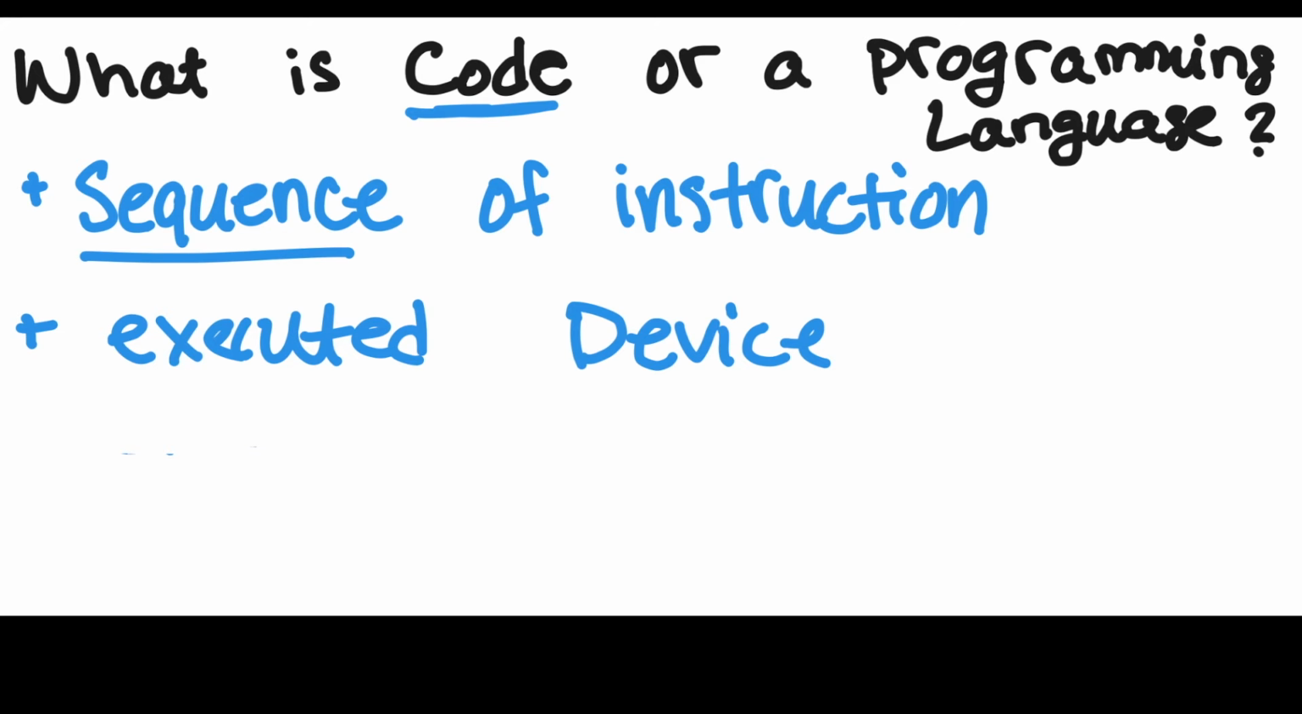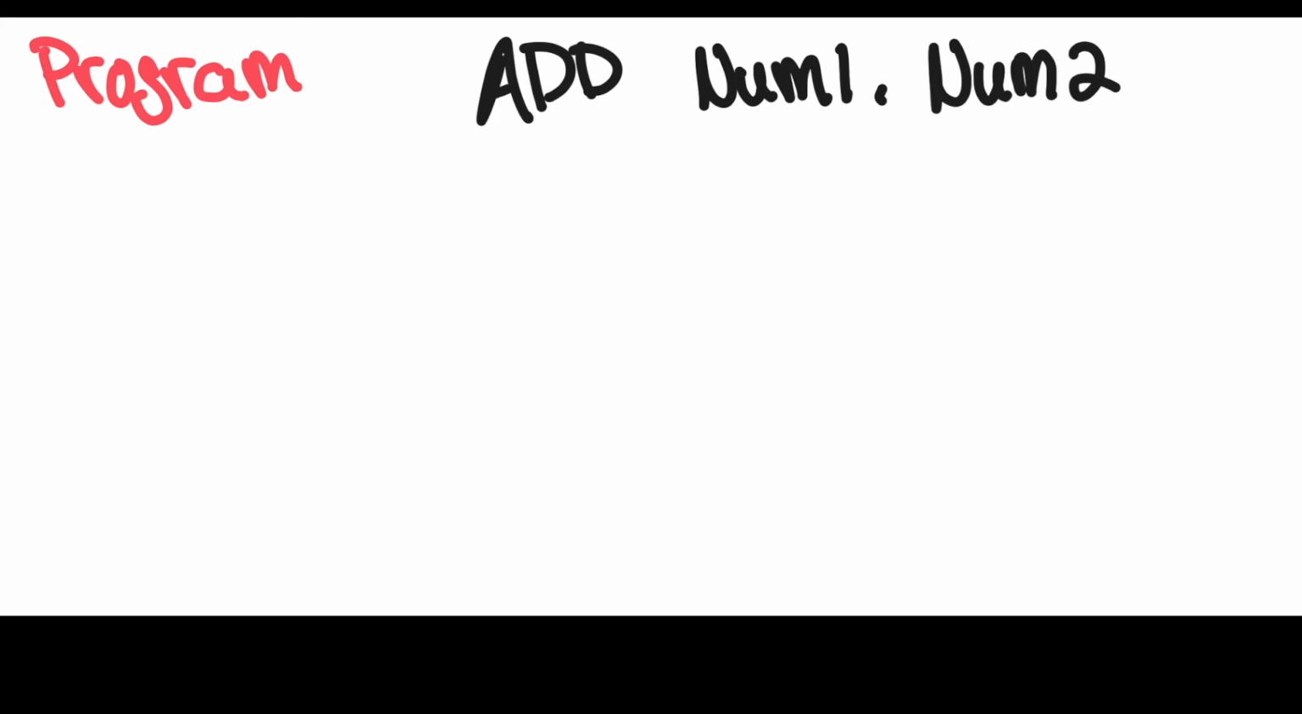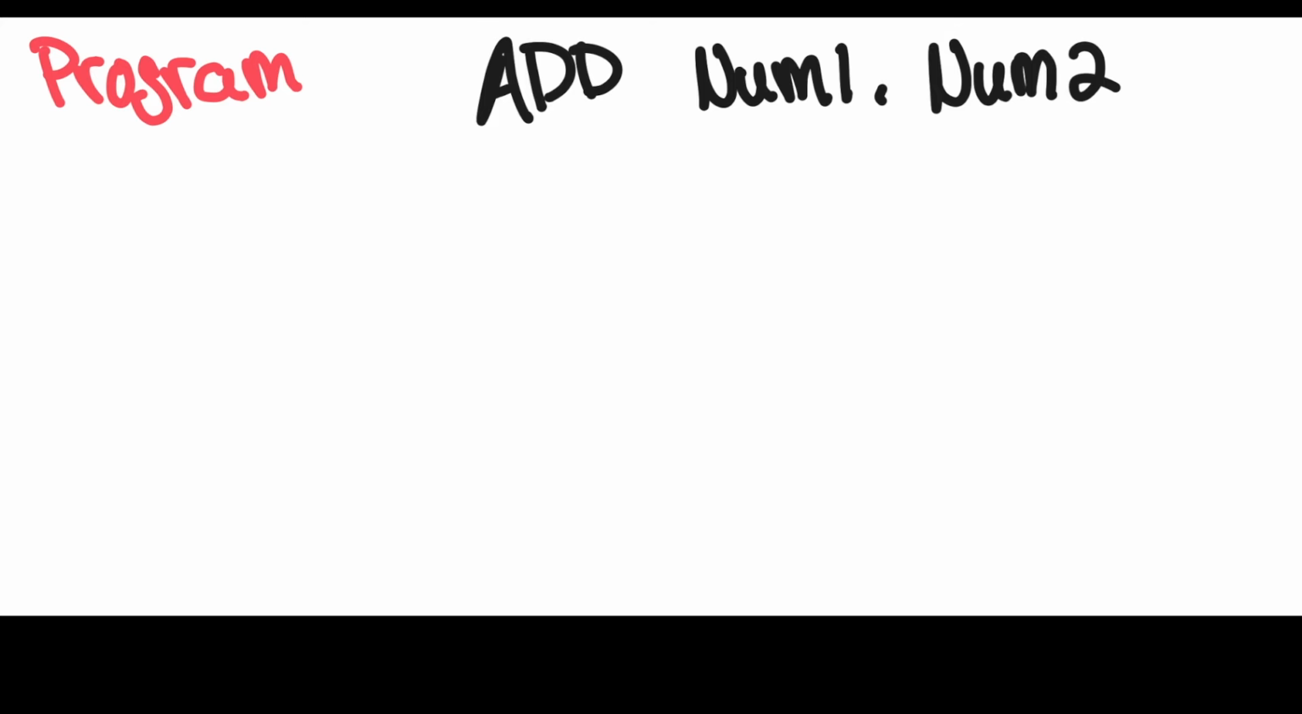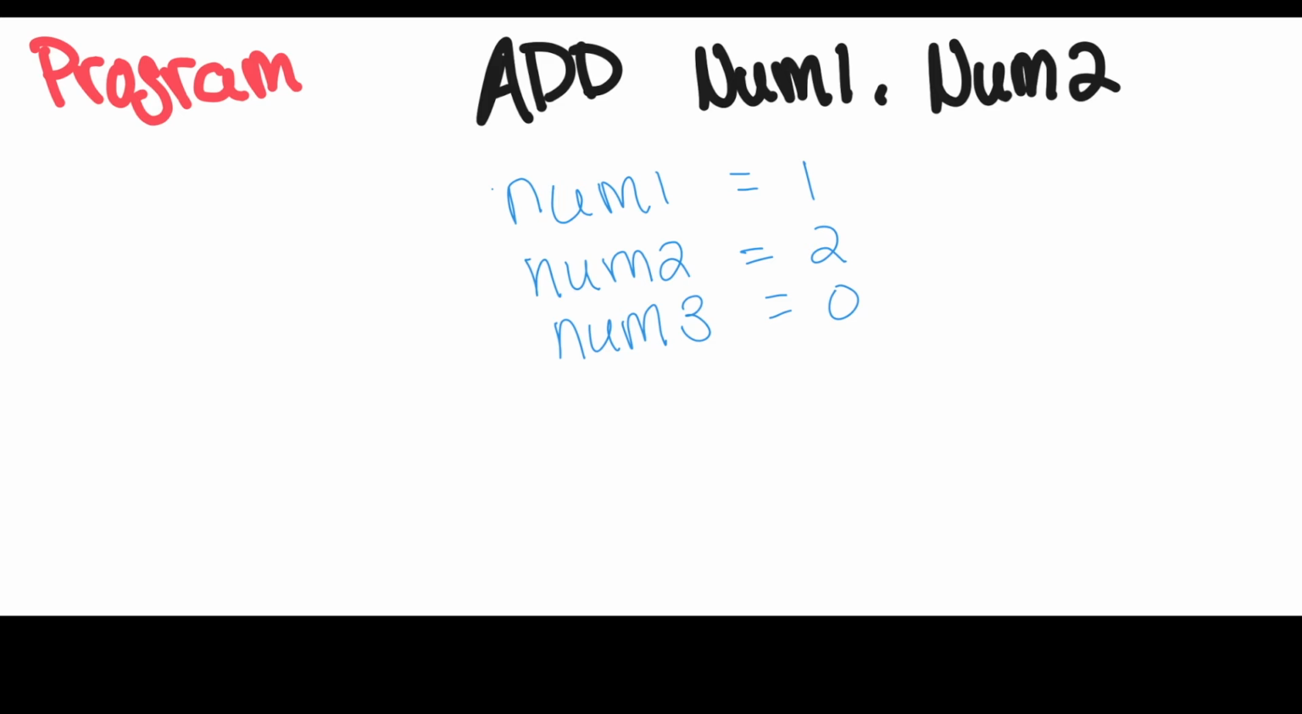So let's go over here, and we want to add two numbers. Now this is just going to be pseudocode, and all pseudocode is just like an English language of writing computer code. There's no syntax behind it, and I'm going to get to what syntax is in a minute. So let's write some pseudocode here. We're going to say num1 equals 1, num2 equals 2, and num3 equals 0. And now we're going to say num3 equals num1 plus num2.